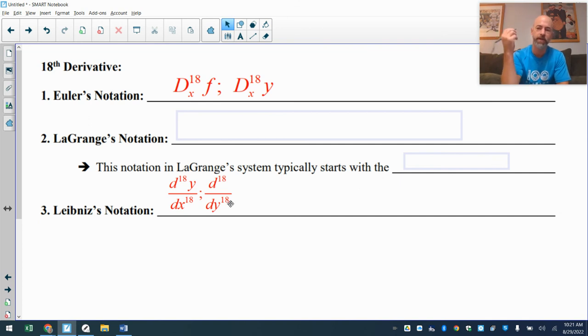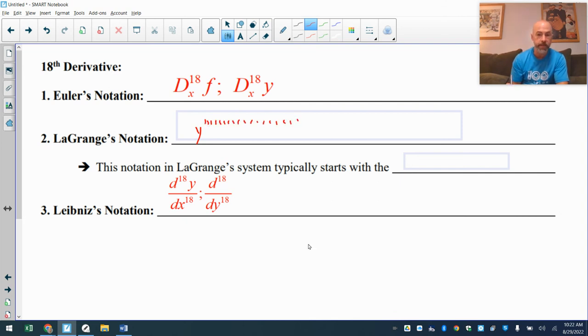However, Lagrange gets a little bit cumbersome because if you want the 18th derivative, you don't want to have to write y, 1, 2, 3, 4, 5, 6, 7, 8, 9, 10, 11, 12, 13, 14, 15, 16, 17, 18. That's really cumbersome and inefficient. I suppose you could use tally marks, 1, 2, 3, 4, 5, 6, 7, 8, 9, 10, so on and so forth. But again, that's not efficient. Some mathematicians will use Roman numerals in the place of the tick marks.